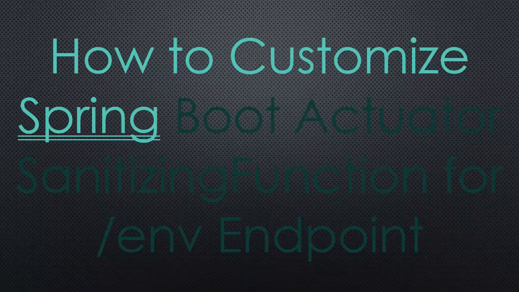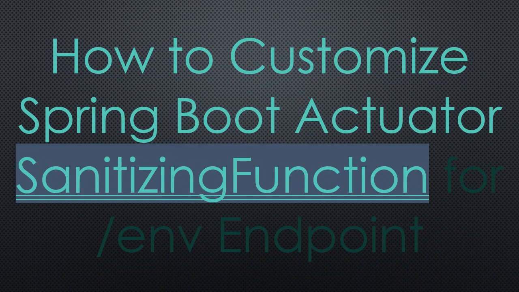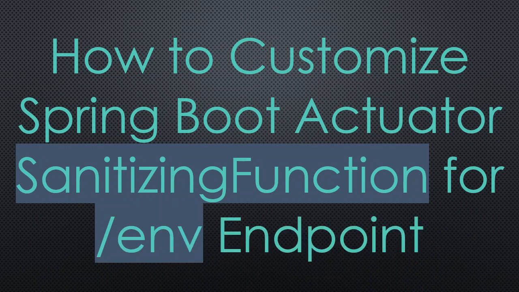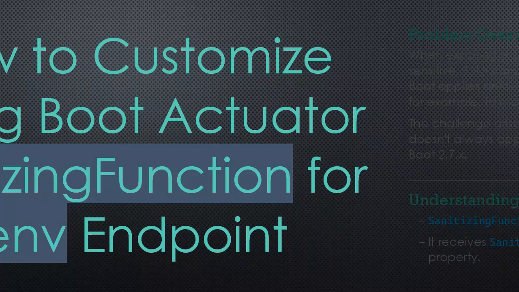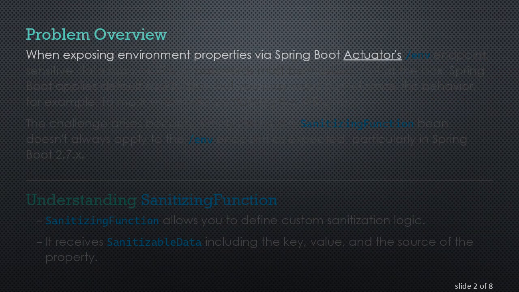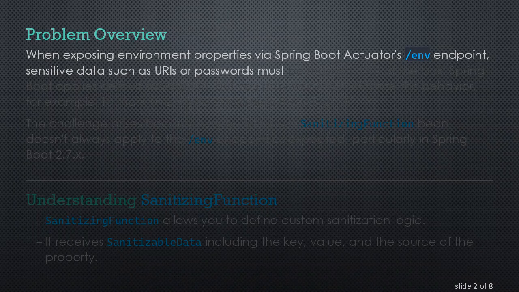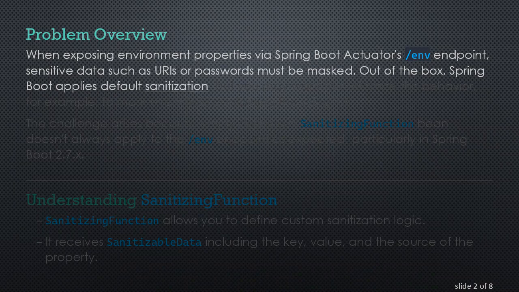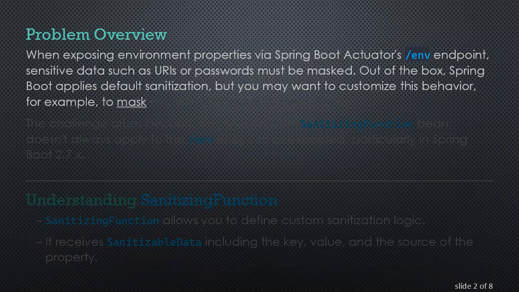How to customize Spring Boot Actuator SanitizingFunction /env Endpoint. Problem overview. When exposing environment properties via Spring Boot Actuator's /env endpoint, sensitive data such as URIs or passwords must be masked. Out of the box, Spring Boot applies default sanitization, but you may want to customize this behavior, for example, to mask every field containing the string URI.